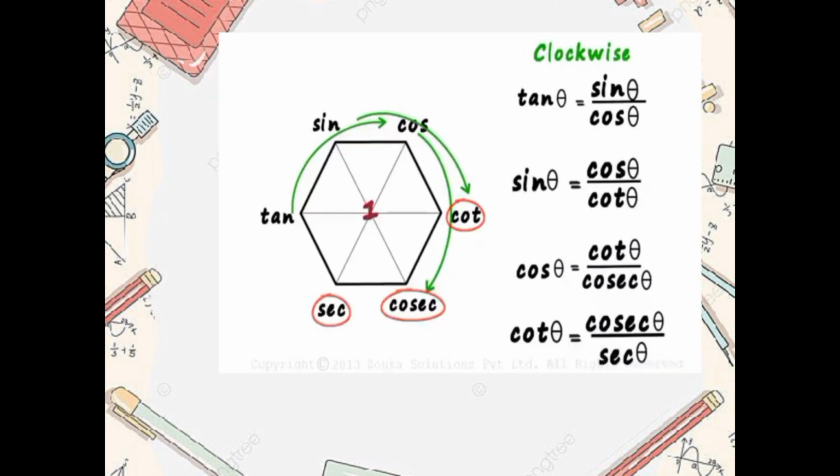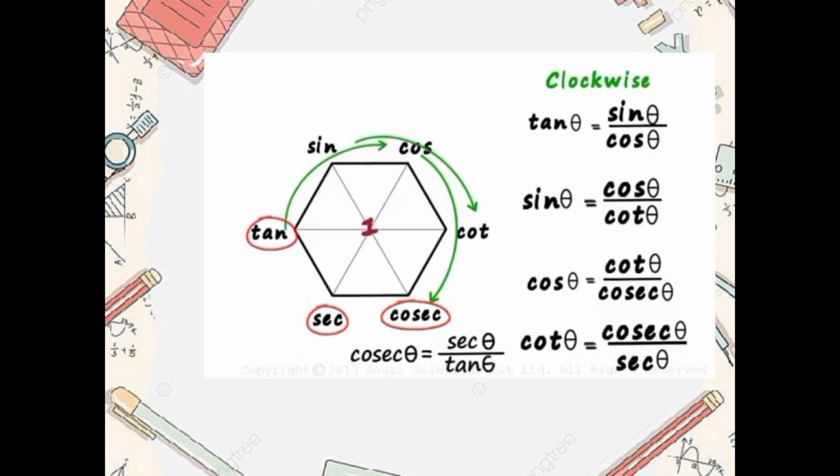Now we have cot. So from cot, cosec, and sec, we have cot theta is equals to cosec theta by sec theta. Next, we have now the cosec theta. From cosec theta to sec theta and tan theta, you have now the formula of cosec theta is equals to sec theta by tan theta.